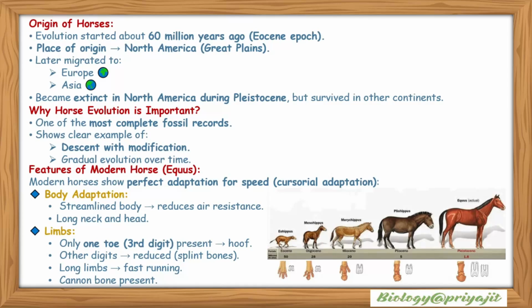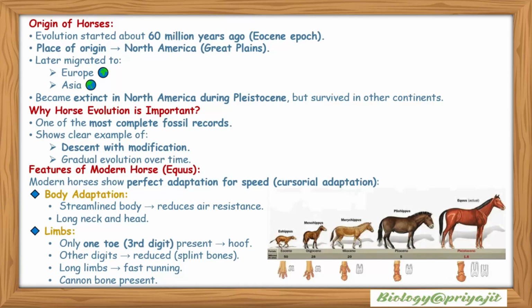Modern horses show perfect adaptation for speed, that is cursorial adaptation. Body adaptation: a streamlined body modified to reduce air resistance. They had a long neck and head, and limbs with only one toe, the third digit, which was converted to a hoof. Other digits were reduced, like splint bones. Long limbs were modified for fast running.